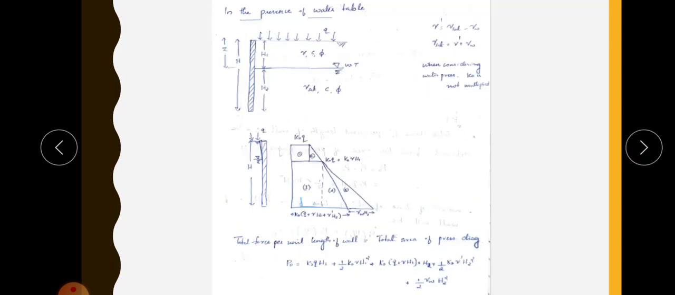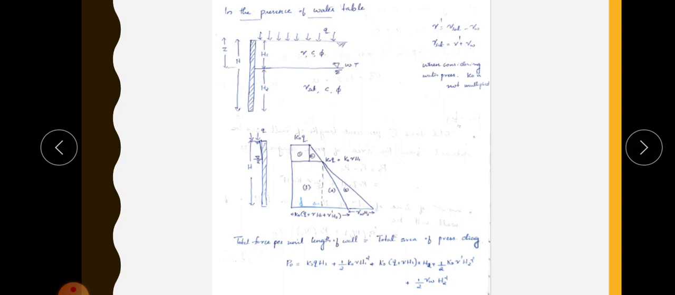So in today's lecture I am going to discuss the last case, that is, in presence of water table. If there is any water table in the backfill soil or around it, we have to consider the pressure due to that water also. If there is any water table, the soil will be in submerged condition. So the lateral earth pressure of the submerged soil plus the pressure due to pore water, these two values have to be considered in the case of water table.